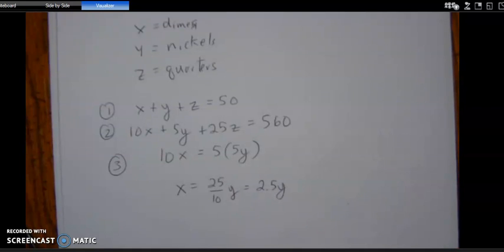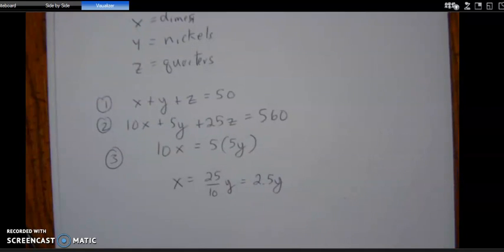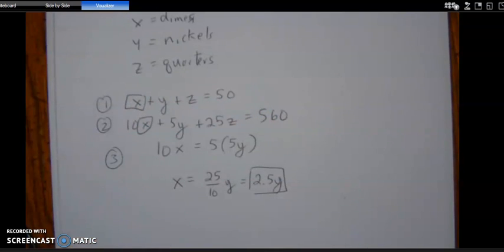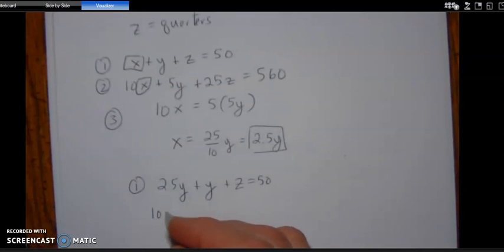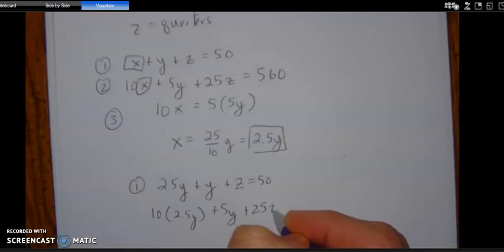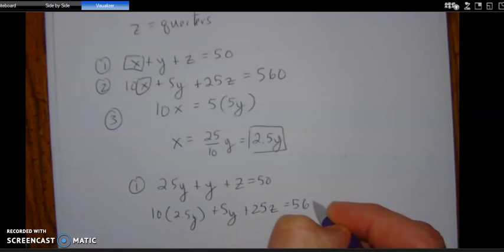So you'll see a similar solution that we had with the agriculture problem. I will now take this 2.5y and replace each x with that. So we're going to do substitution. I'm going to rewrite equation 1 and replace x with 2.5y, plus y plus z is the same as 50. And then it'll be 10 times 2.5y plus 5y plus 25z is equal to 560 cents.